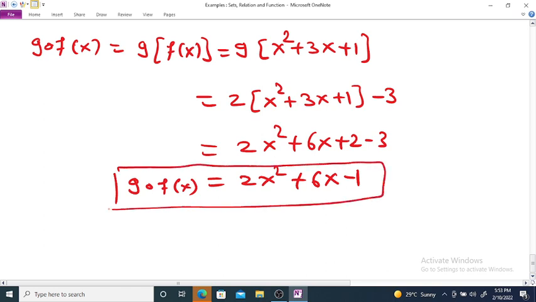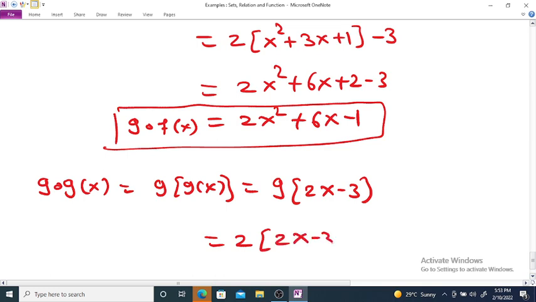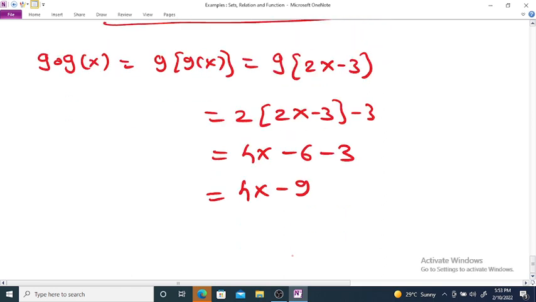Next, if we try to find the formula for g of g of x, then it is equal to g of g of x. Here g of x is equal to what? Twice x minus 3. So it is equal to g of twice x minus 3. Again, what is g of x? It is twice x minus 3. So in place of x we put here twice x minus 3, minus 3. So this is equal to 4x minus 6 minus 3, which is equal to 4x minus 9. So this is the formula for g of g.